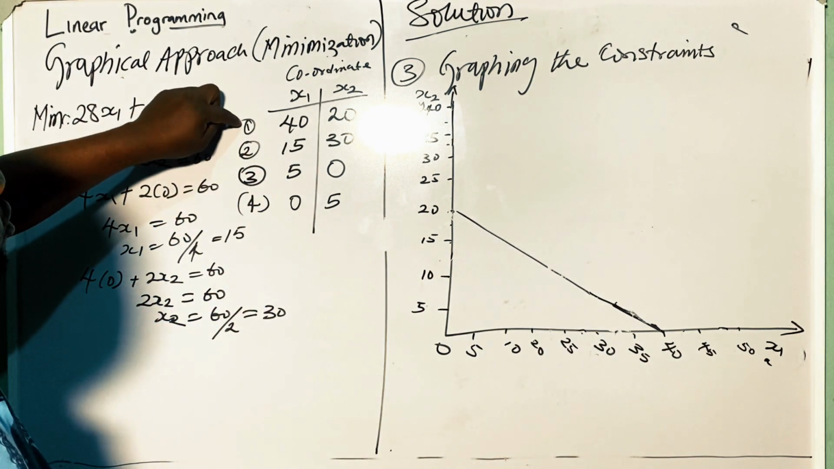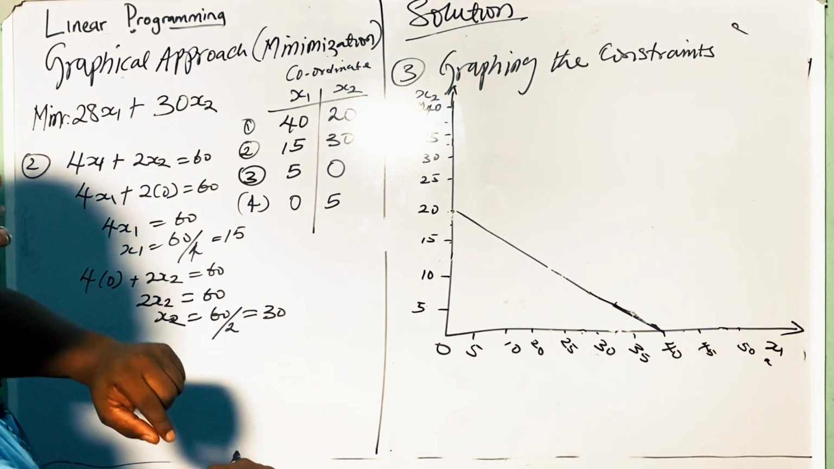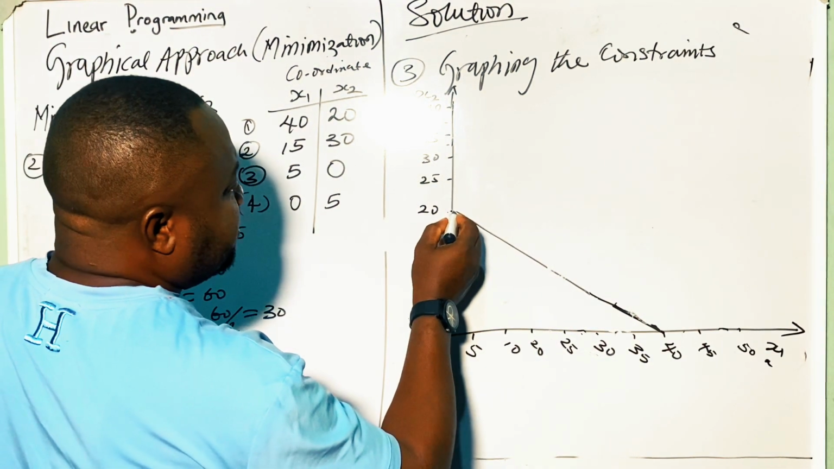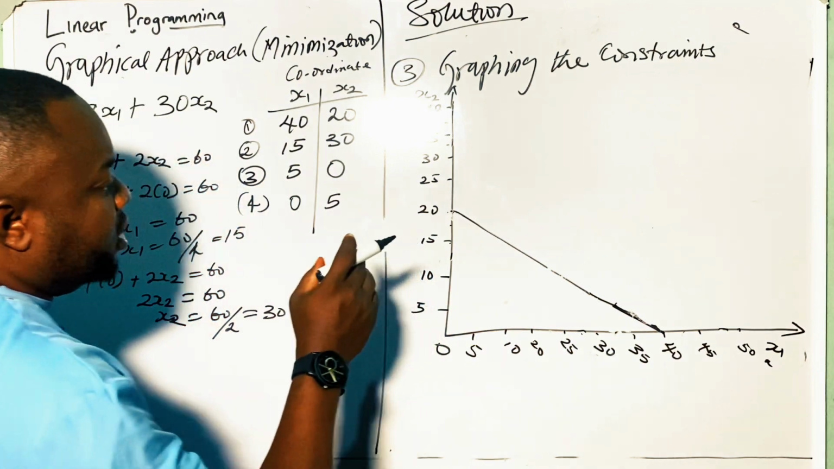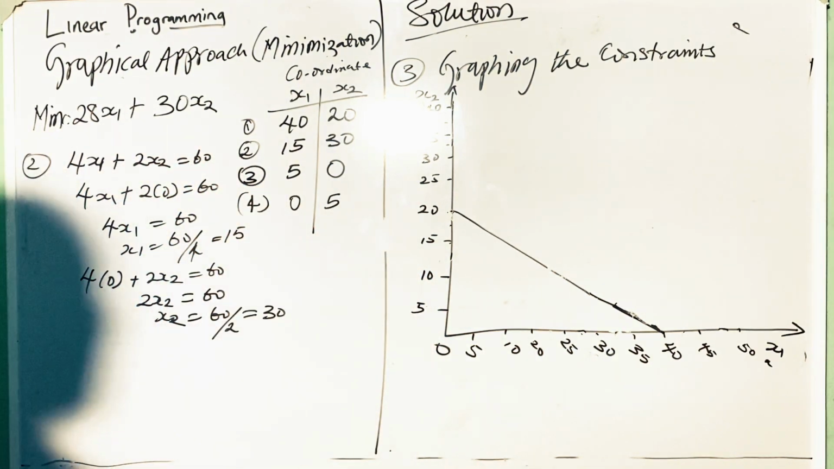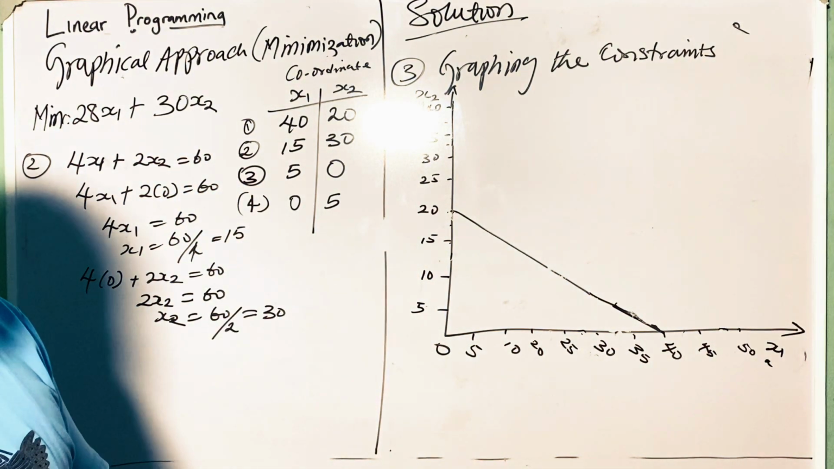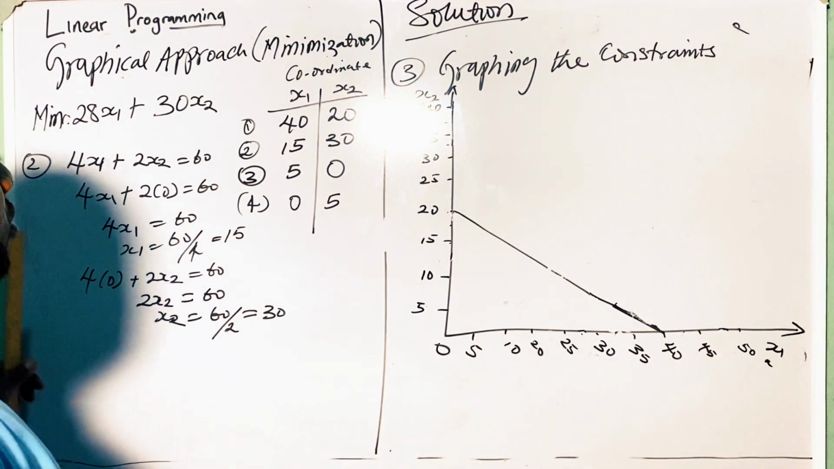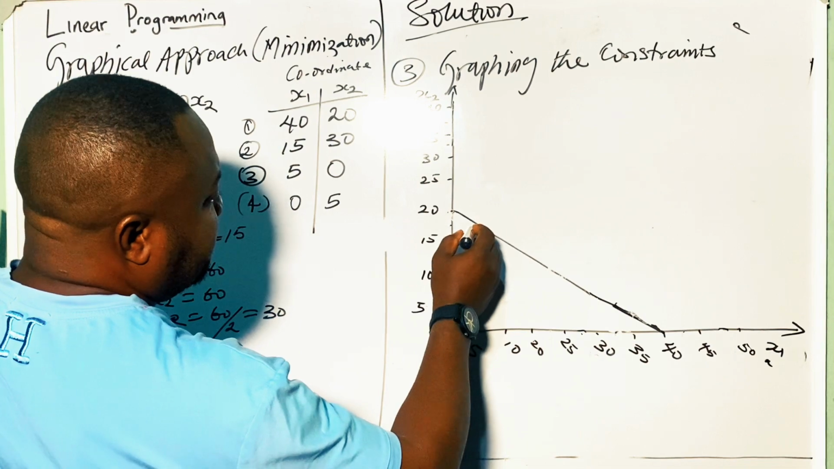For this first constraint, it is of the greater than or equal to sign, which means that all the values beneath the line are not desirable. So we'll be going for the points above the line. For this, we'll be shading off this.